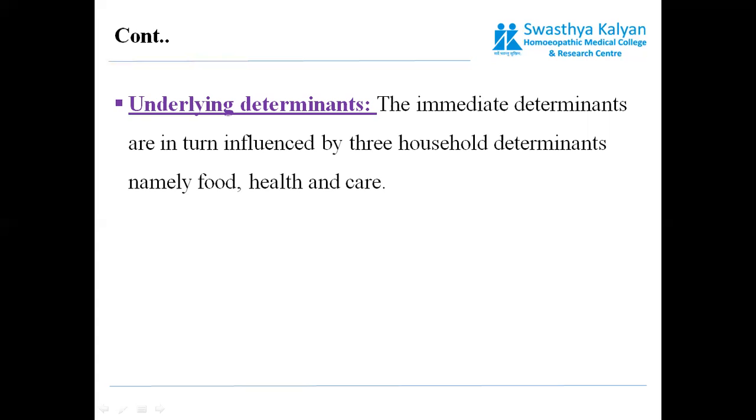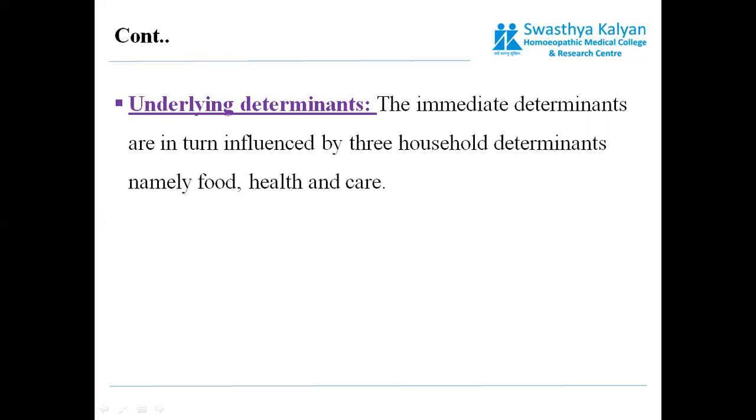Then care. Care is a process which takes place between two people: the one who is giving the care and the one who is receiving the care. So it is a process between caregiver and care receiver. It translates the availability of food and the availability of health services into growth and development of the child.